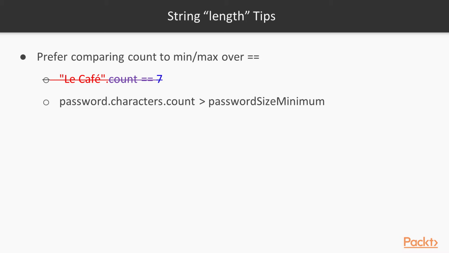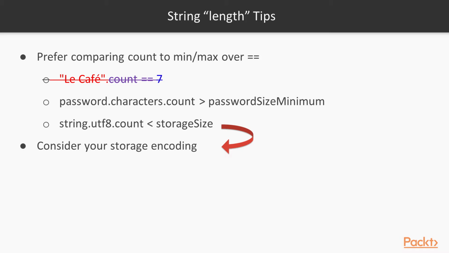Another example would be limiting a string based on storage space. If you're going to encode your string as UTF-8 for storage, you might take this into account when checking the string size and using the count of the UTF-8 view. So, you might consider your storage encoding. Finally, a simple tip, but a great habit to get into. Prefer using the isEmptyString method over comparing the string length to 0.